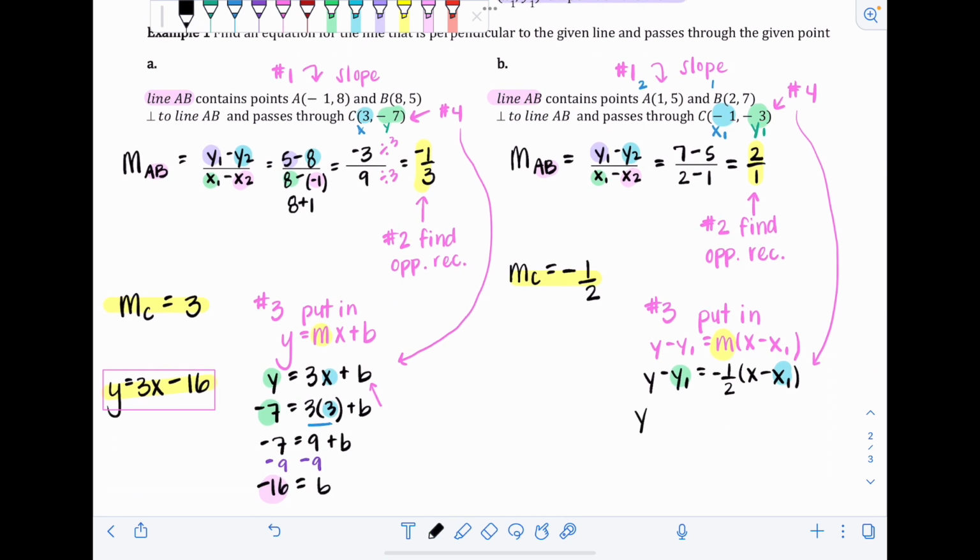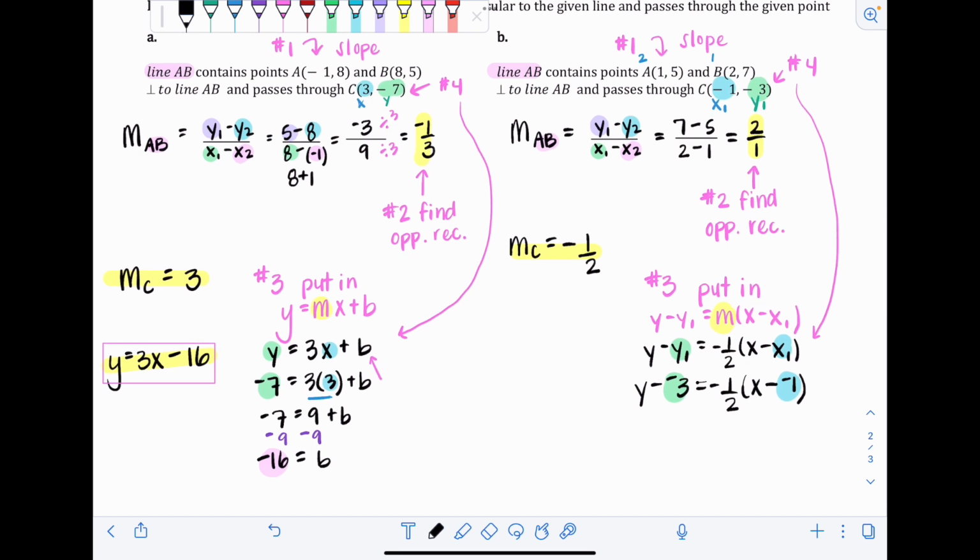Okay, so y minus y1. Y1 was -3, so we'll have a double negative there, and then equals -1/2 times x minus x1. X1 was -1, so another double negative. We'll simplify our double negatives. So y minus -3 turns into y plus 3 equals -1/2 times x minus -1, which turns into x plus 1.